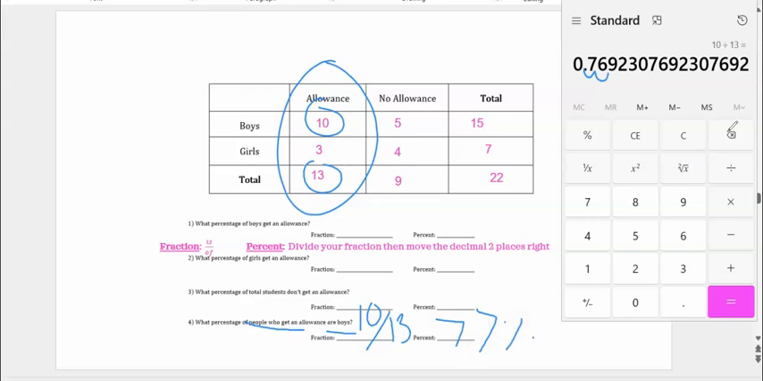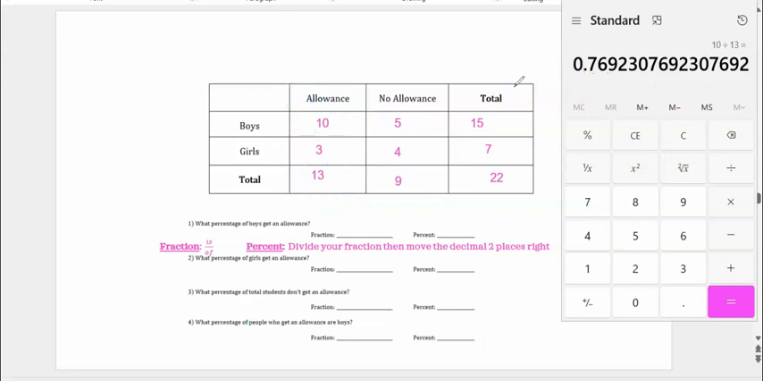I don't know how true this is. I'll have to ask you guys tomorrow if you get allowance or not. I have no idea anymore if kids get allowance.